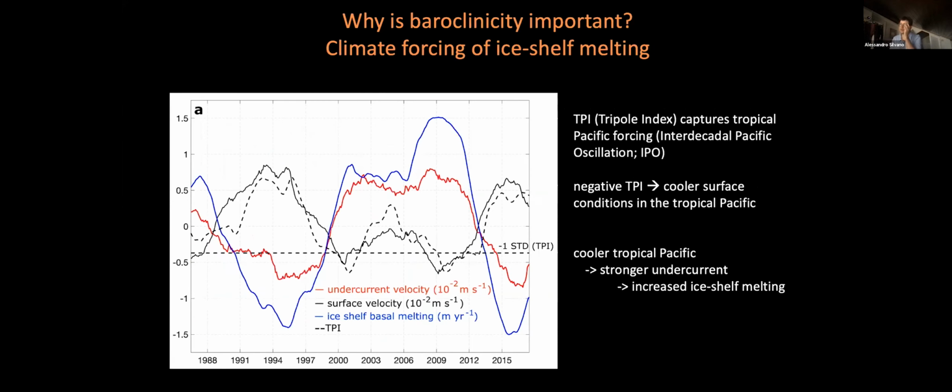And why is this important? It's important because it can relate the climate forcing to the ice shelf melting. This is again the same time series shown before. The black dashed line represents the tropical Pacific variability through the TPI index. Positive anomalies in the TPI basically represent warmer surface conditions in the tropics, and we know that this variability affects the winds in the Amundsen Sea through teleconnections. What we observe in this model is that cooler conditions in the tropics lead to a stronger undercurrent and more melting. This is opposite to what we previously thought.